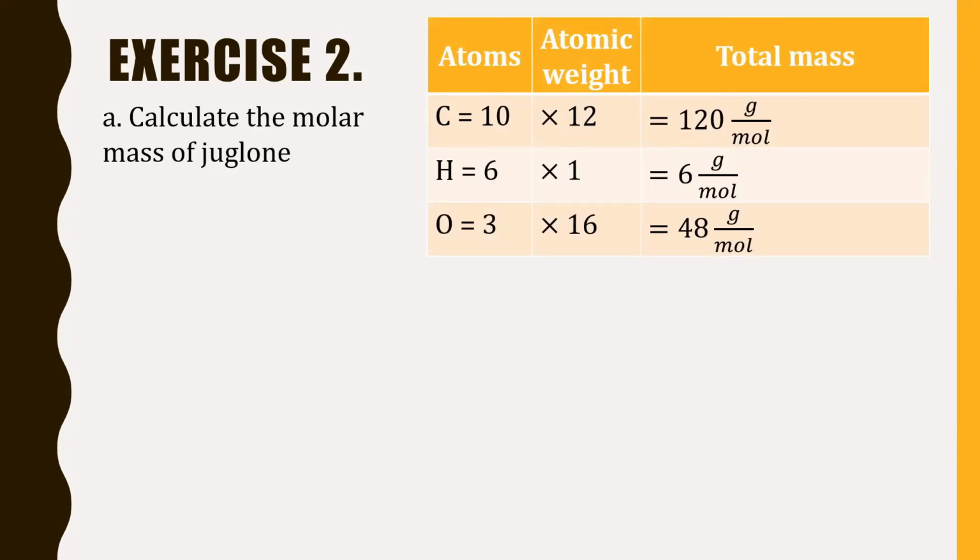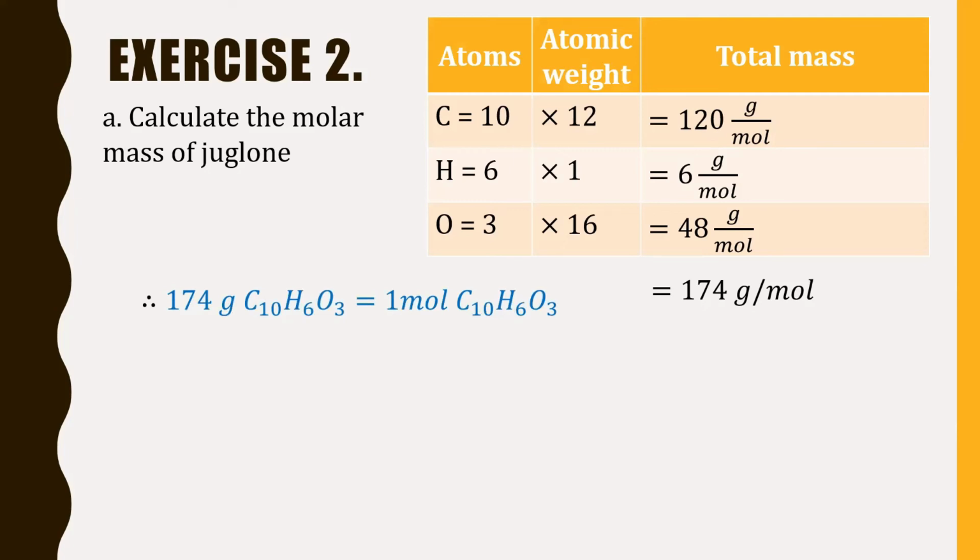Carbon 120, hydrogen 6, oxygen 48. Get the sum, 174 grams per mole. So, this will be our molar mass. Clear? So, ibig sabihin nito, 1 mole nung juglone, C10H6O3, meron tayong 174 grams. So, from here, pwede na natin i-compute yung number of moles.